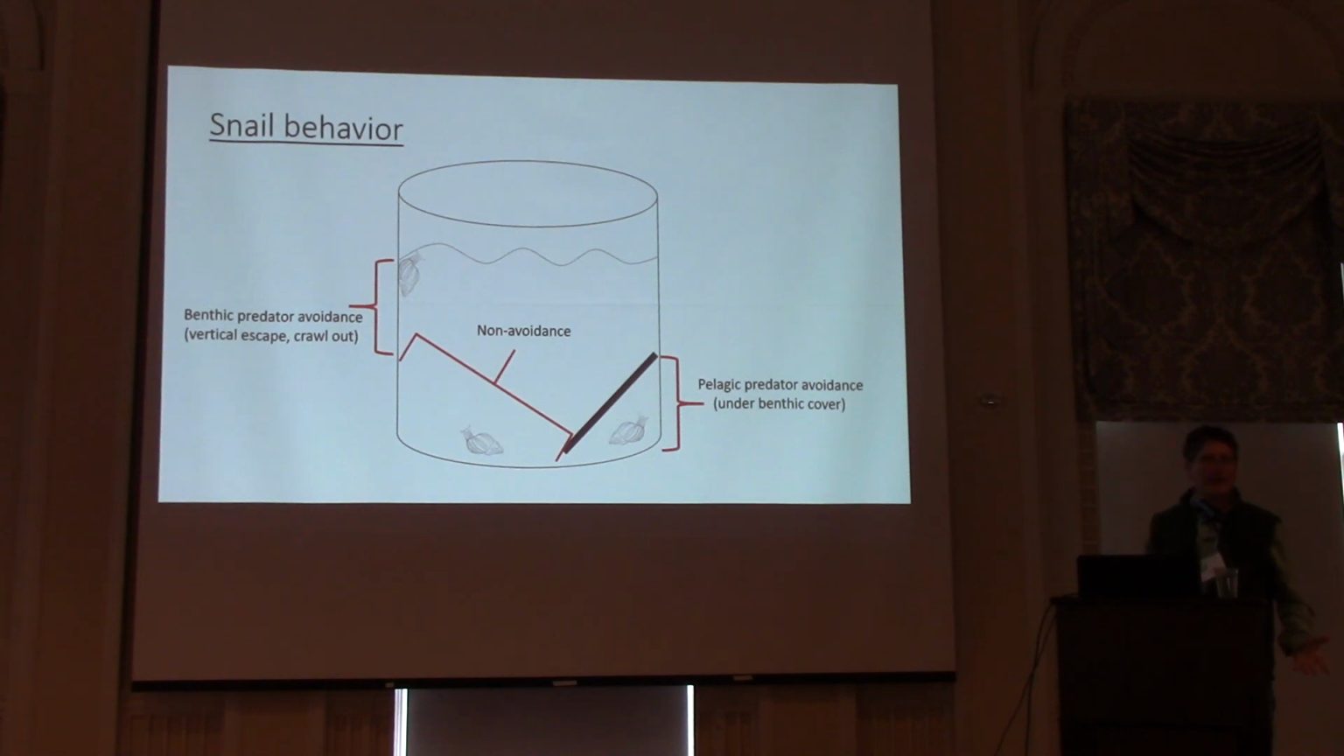This is called crawl-out behavior, and it's a vertical escape response. They're leaving the benthos. Typically, this is a response you see when they have a benthic predator. Or all the tanks are given some kind of refuge, so they might head for the bottom and seek cover. And this is, again, a typical kind of response to a pelagic predator. And then, if they're not under cover or they're not within 2 centimeters of the surface, we just call it non-avoidance behavior. They're just doing what snails do.